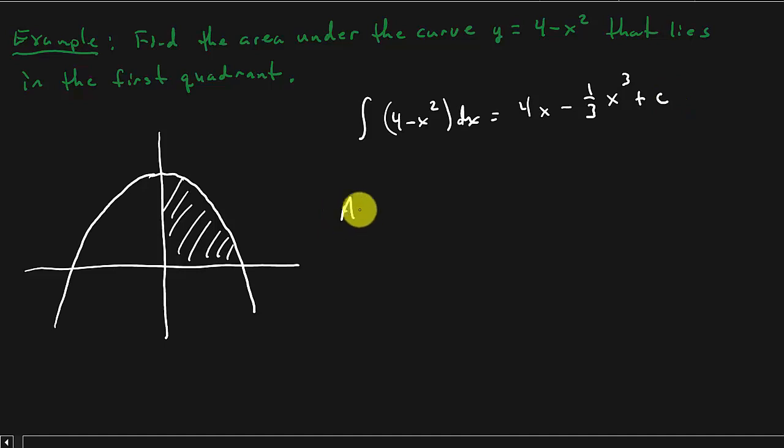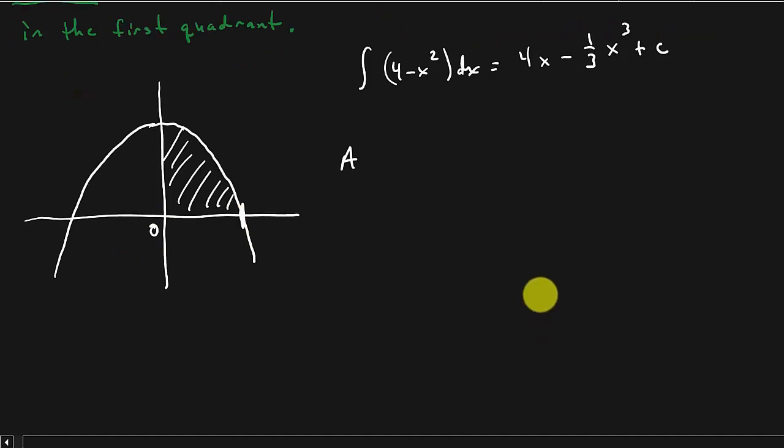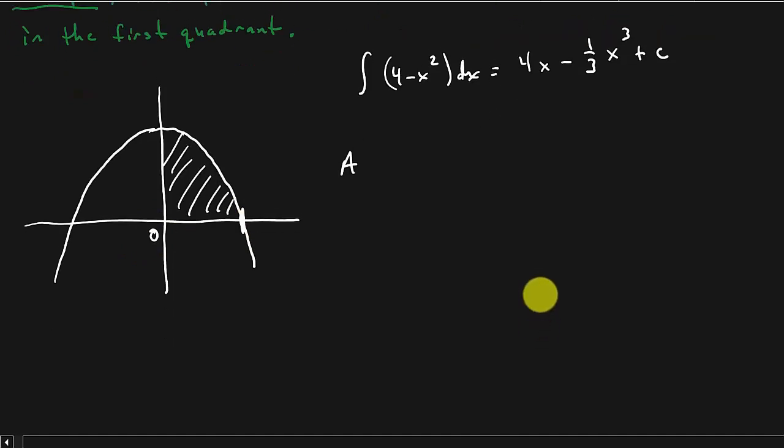And now we want to find our area. Oh, but wait a minute. Look at this. What numbers do we use? In the previous problems, they gave us a and b, but in this one they don't. Well, we can see we're going to go from 0 to whatever that is. Well, what is that x value? Well, we've got to find it.